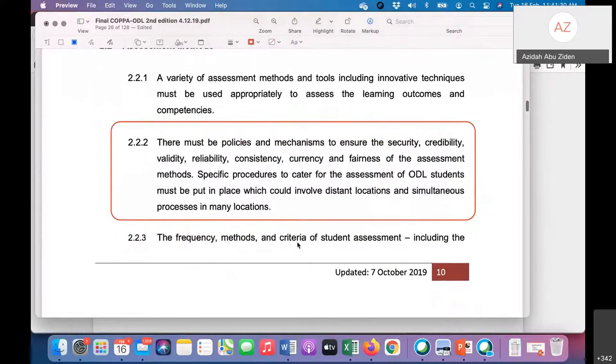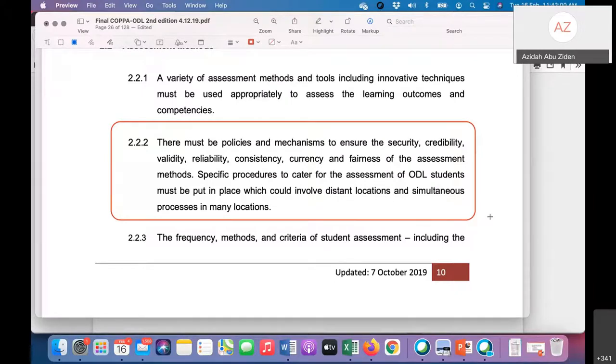Alright. So there must be policies and mechanisms for the security, credibility and so on. The assessment of ODL students is different. For example, if they are doing a presentation, how do you assess the presentation? But you don't need to go into too much detail with guidelines.